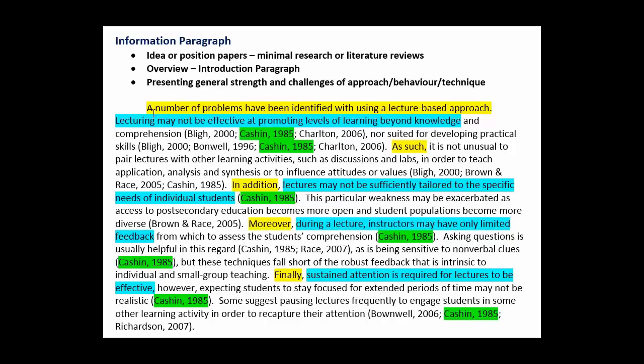So to recap, there's a general statement followed by 3 or 4, could be more, statements supporting that general statement. So this one says a number of problems have been identified with a lecture-based approach. And so now we go into those specific problems, well, in this case, 4 problems with that approach.